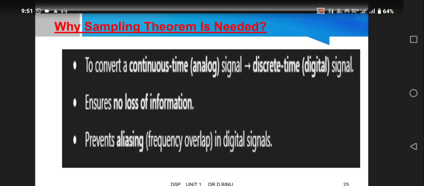Why is the sampling theorem needed? To convert a continuous time, that is an analog signal, to a discrete time signal. The second point is to avoid loss of information. The third point is to prevent aliasing, that is, to avoid frequency overlapping in signals.